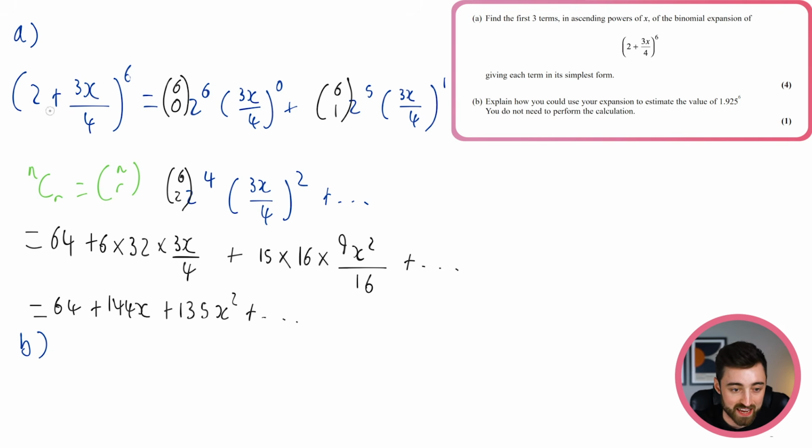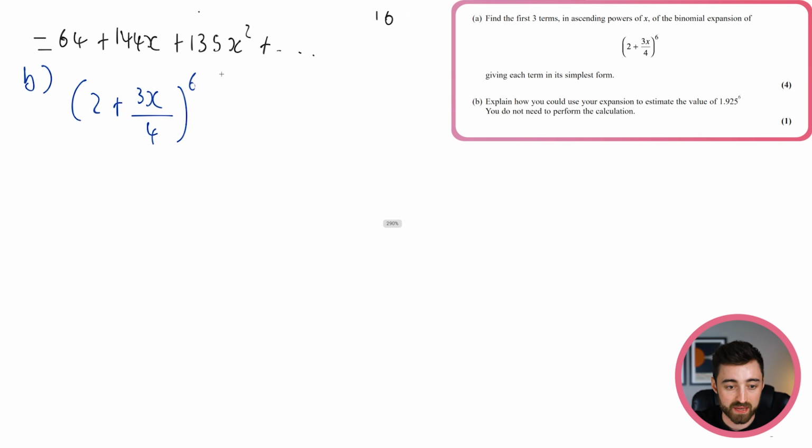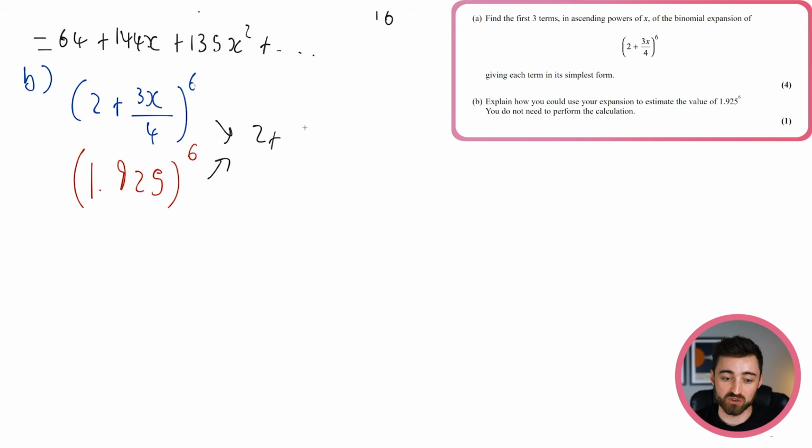So in part A, we have this. And then in part B, we have 1.925 to the 6. Surely it would be very useful then if this thing here was just equal to that, right? Because then if that's the case, so if 2 plus 3x over 4 was equal to 1.925, then I could find the x value which makes these two things the same, and we could say, oh, sweet. Then that x value, I can sub it into there, and I can get an estimation for this.